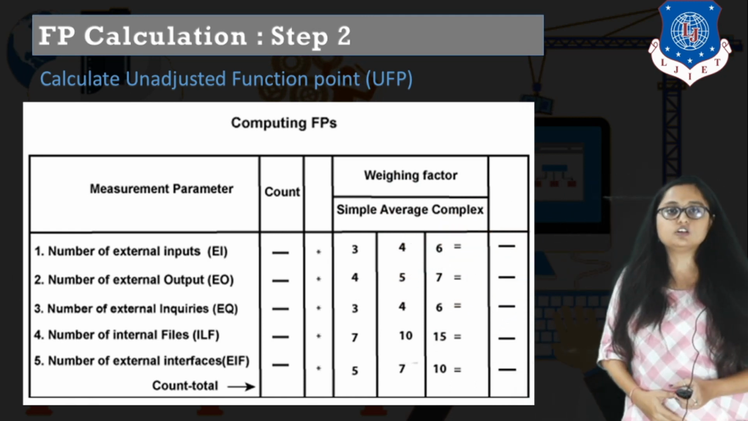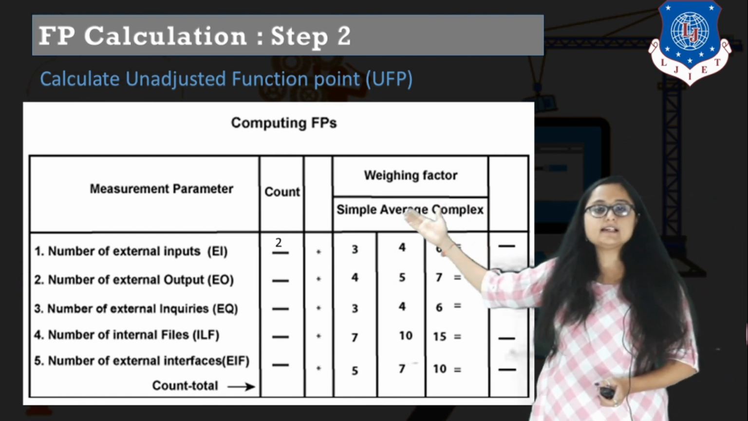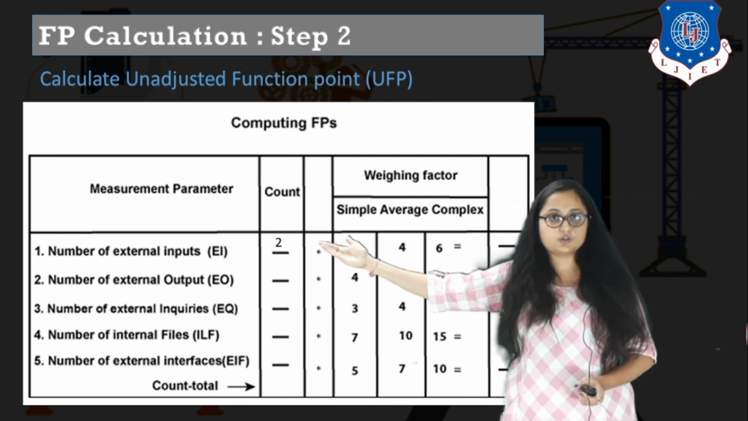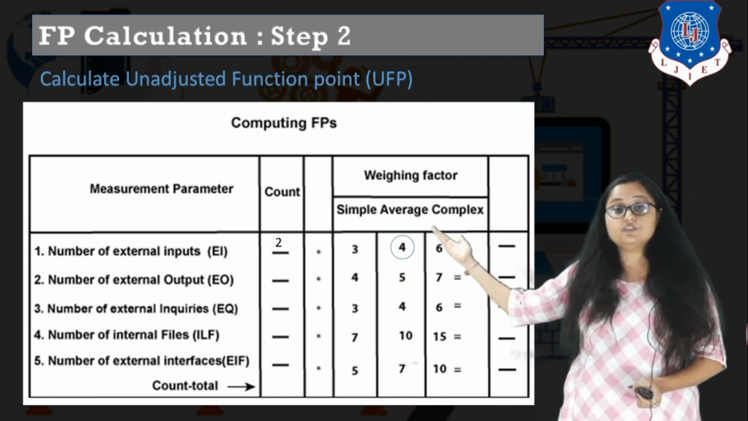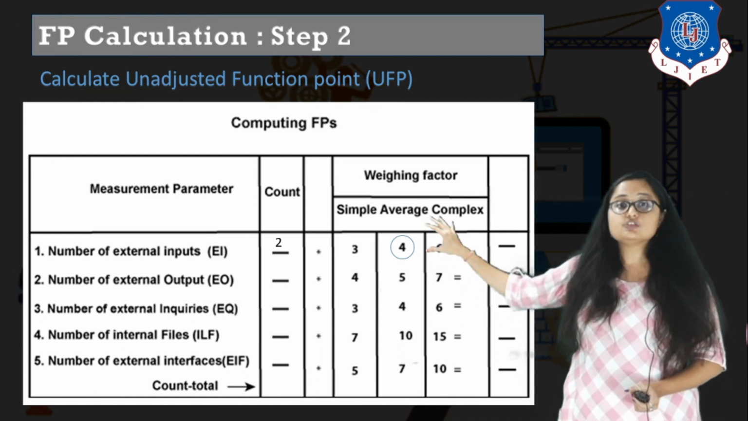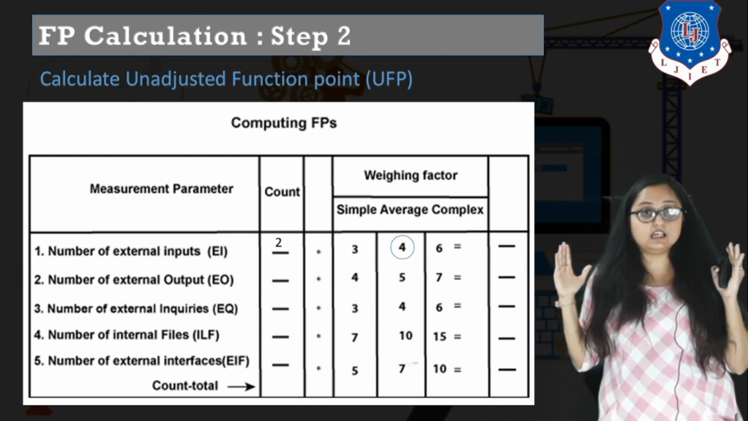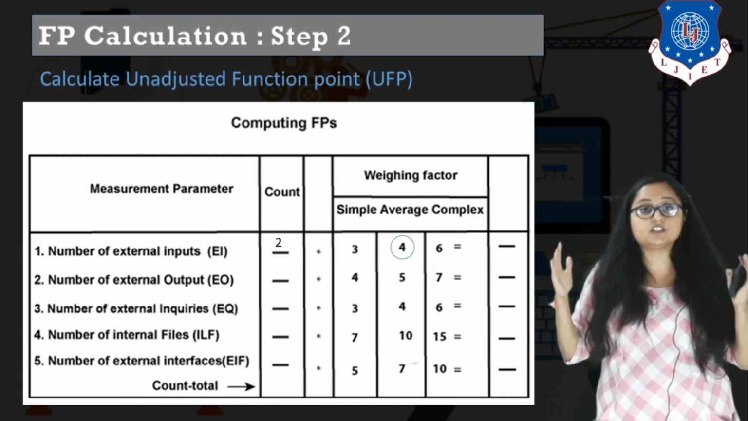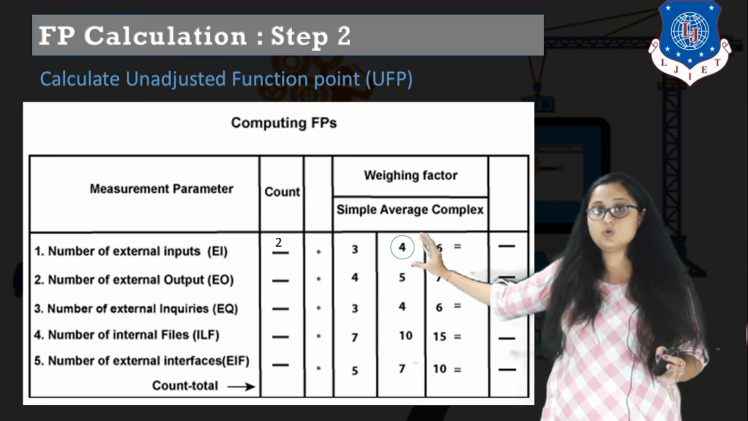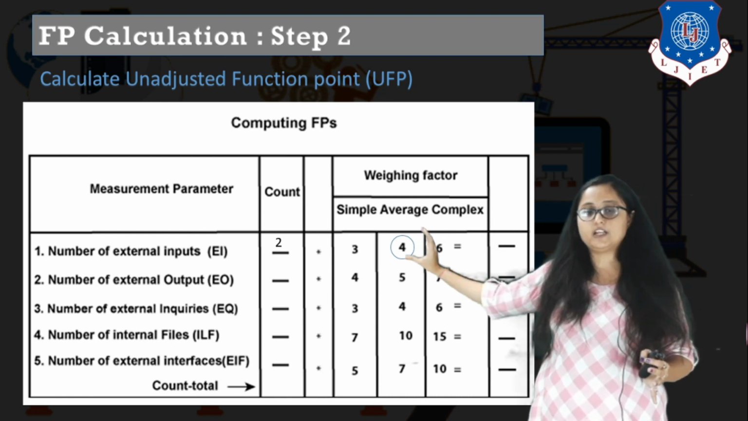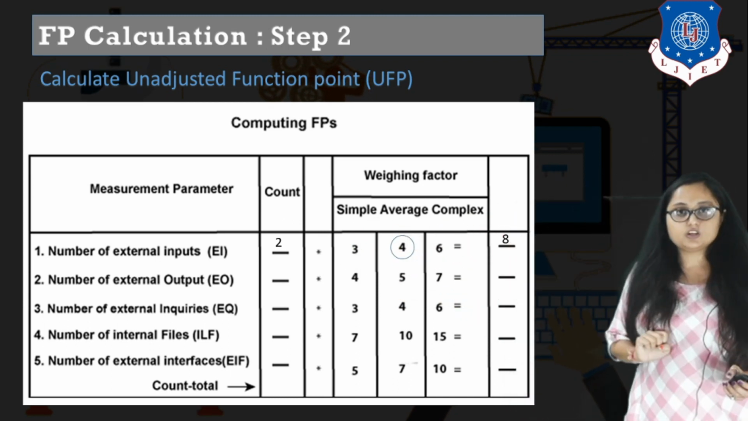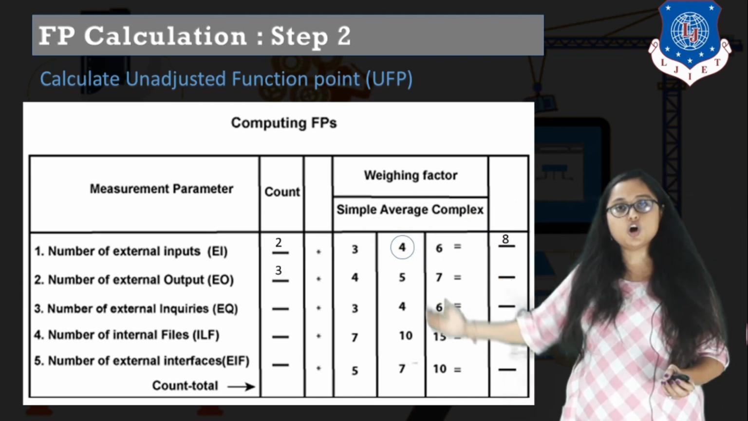Let us do that thing. So for example, in my particular system, the count is 2 for external input, and I am deciding that the weighting factor for my external input is average, right? So the weighting factor is fixed. If I have external input weighting factor average, the number related to it is 4. So now what I have to do, I have to multiply the weighting factor with the count, that is 2 into 4, that I will get 8, right? Similarly, you have to do it for all the other data.